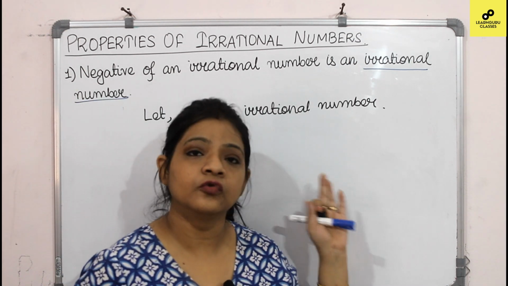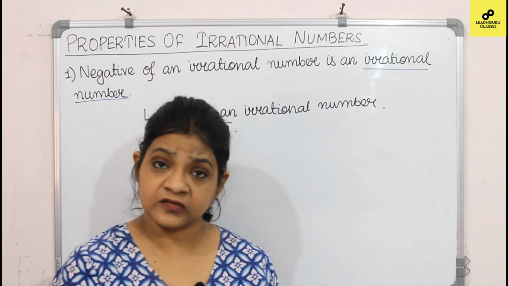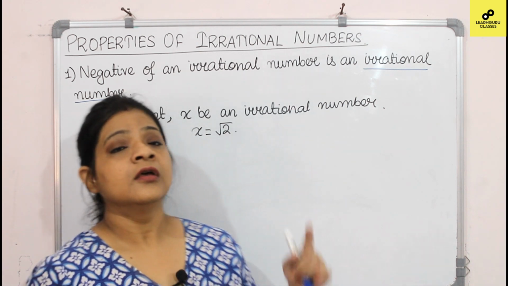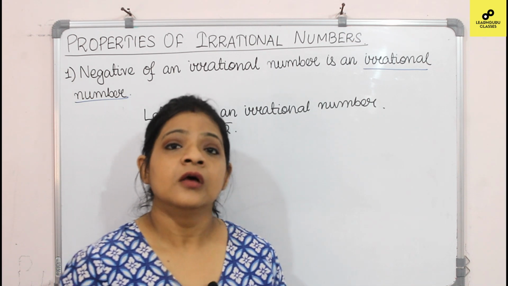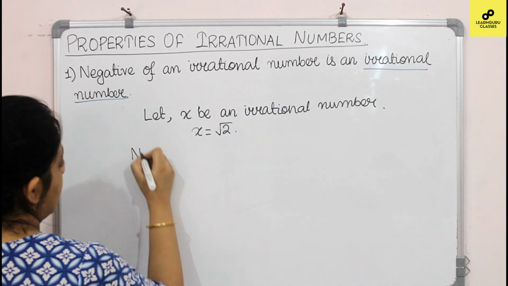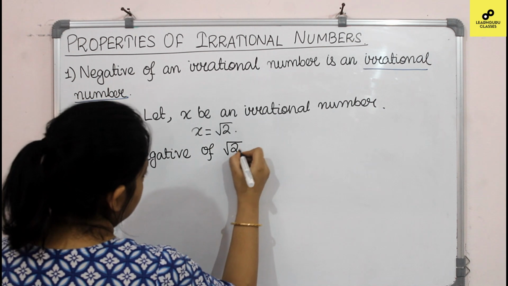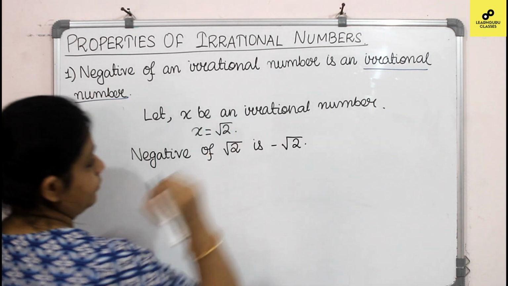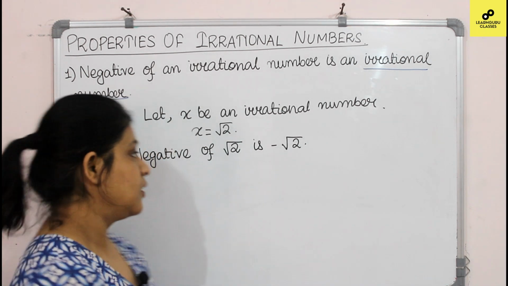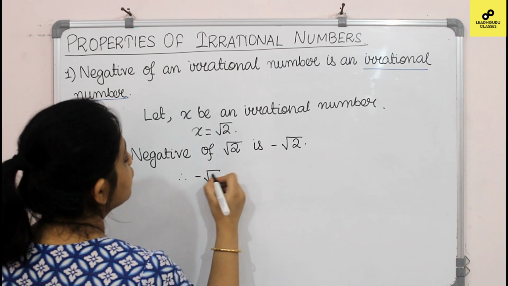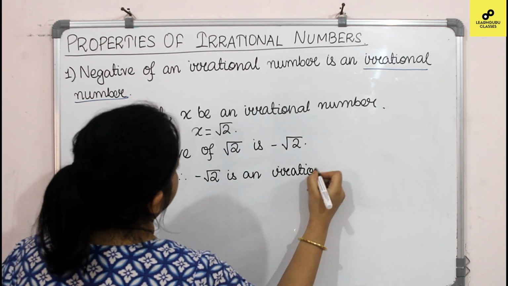We already know that root 2 is an irrational number because 2 is neither a perfect square nor a perfect cube. Any number placed under the root like that is an irrational number. So the negative of root 2 will be what? The negative of root 2 is minus root 2. So minus root 2 will also be an irrational number. Why is it so?